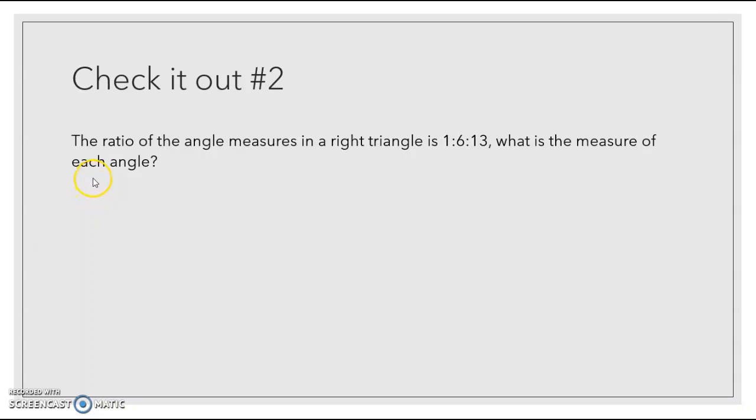Okay, so check it out question number 2 says the ratios of the angle measures in a right triangle is 1 to 6 to 13. And they want to know the measure of each angle. So think through what you know about the measures of a triangle and what their total would be. Okay, so the angle measures in a triangle. Think about that. Pause this video, see if you can figure it out, and then come back for the next half of our lesson.